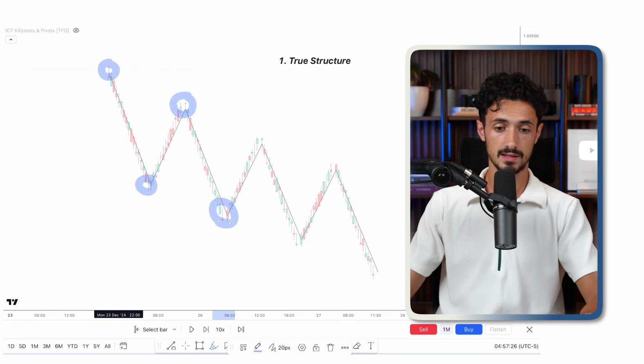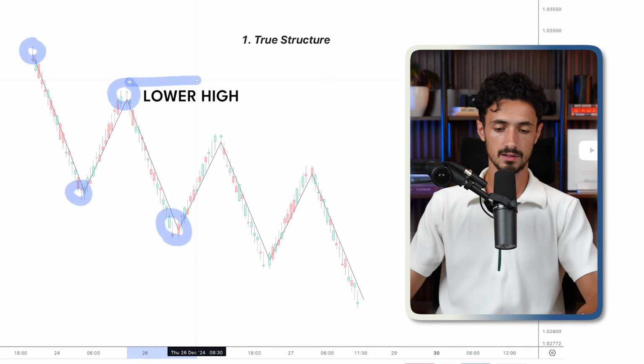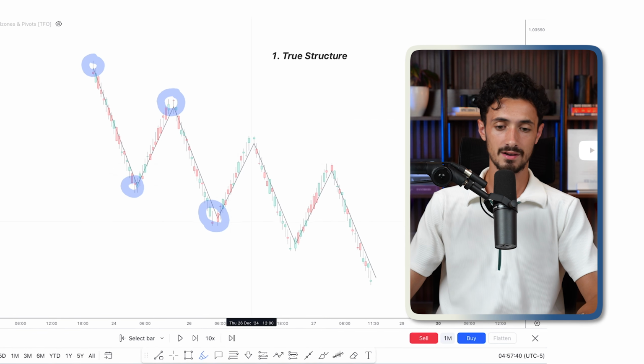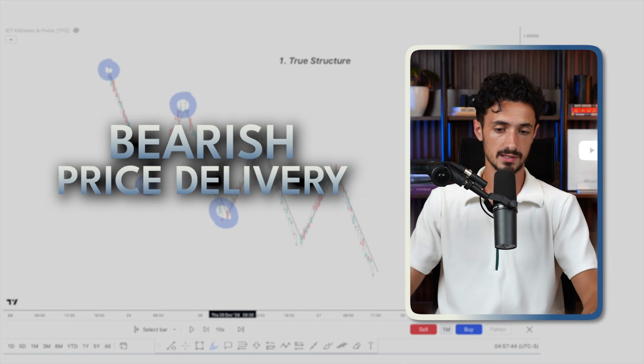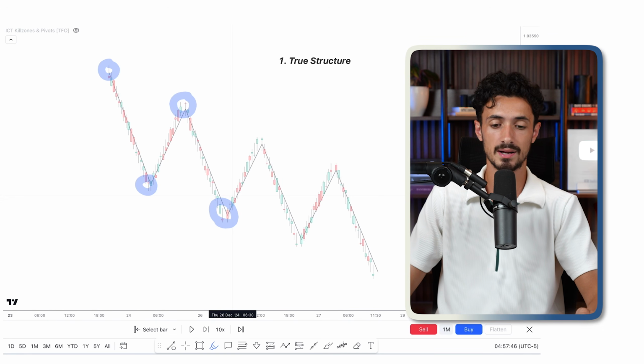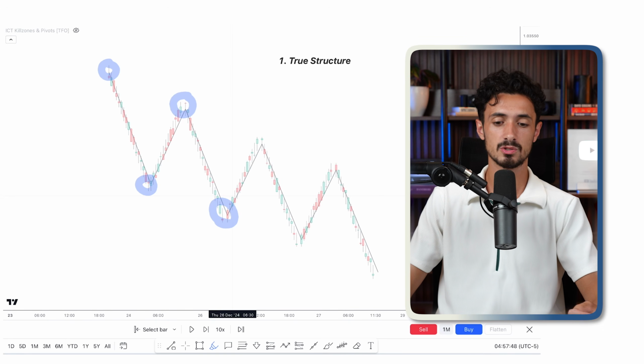Now what we can see here is this high to this low, and then this high to this low. This high to this low is lower than the previous high to low. So we have a lower high and a lower low. When you have a lower high and a lower low, this simply represents bearish price delivery. This simply means that price is trading lower and is likely to continue to do so.